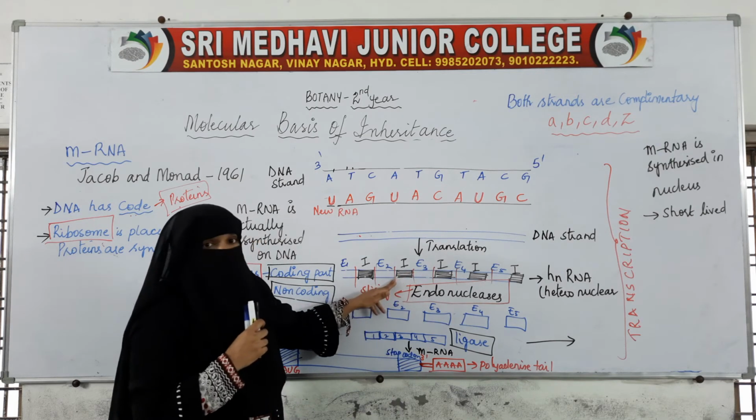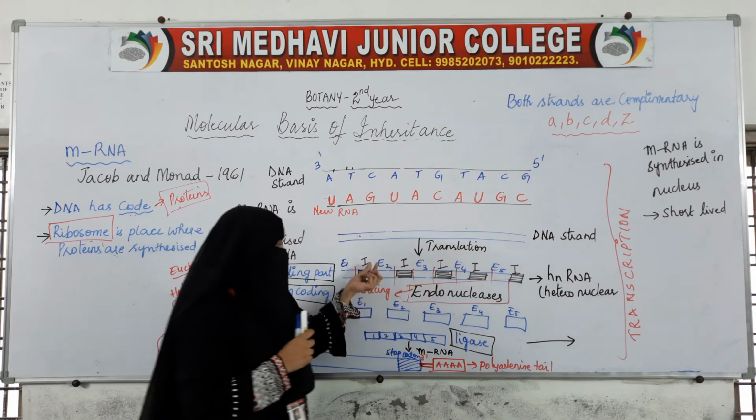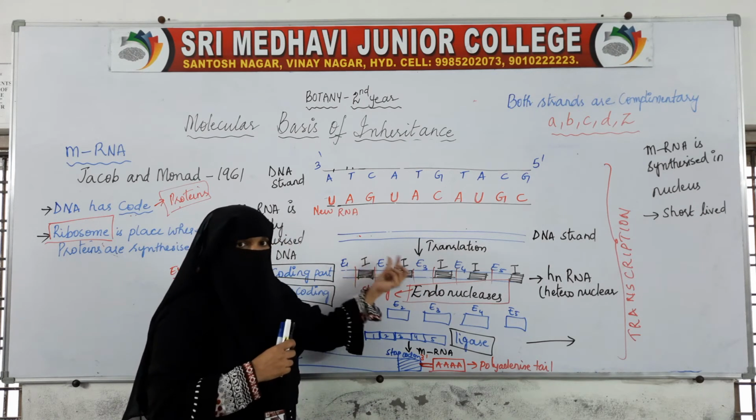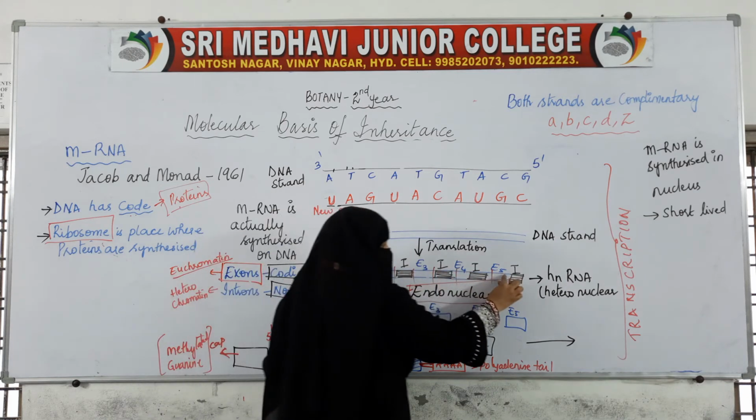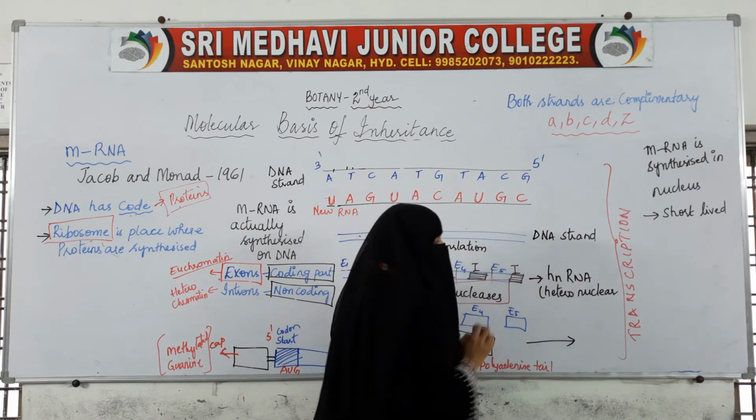Now this RNA, with both introns and exons, that is the coding and non-coding parts, is called hnRNA.